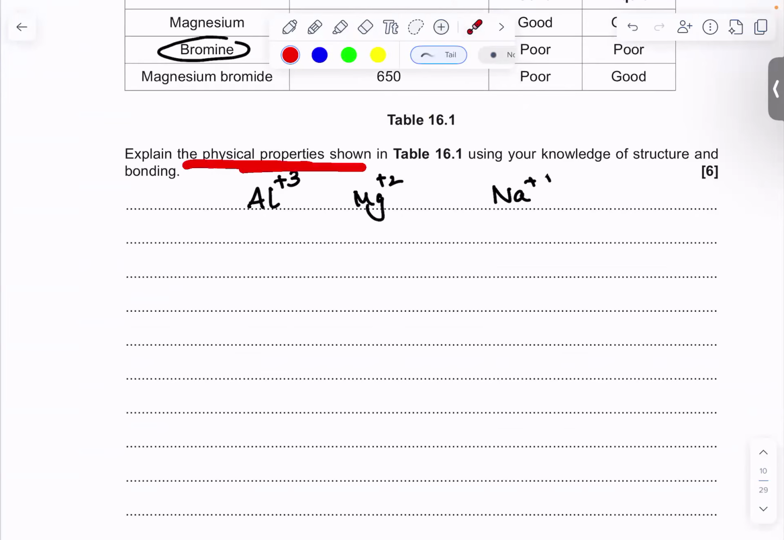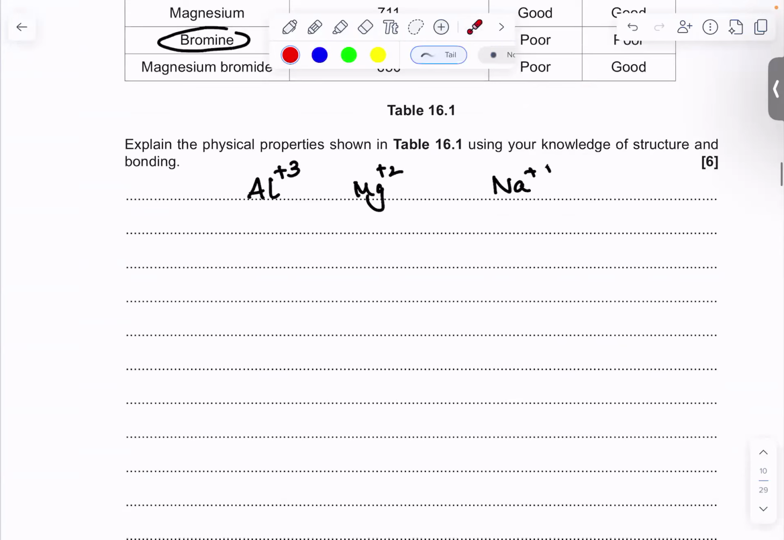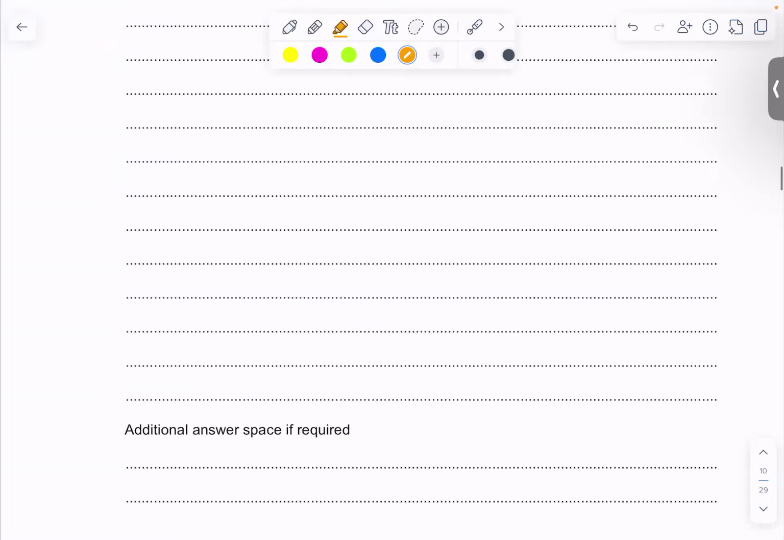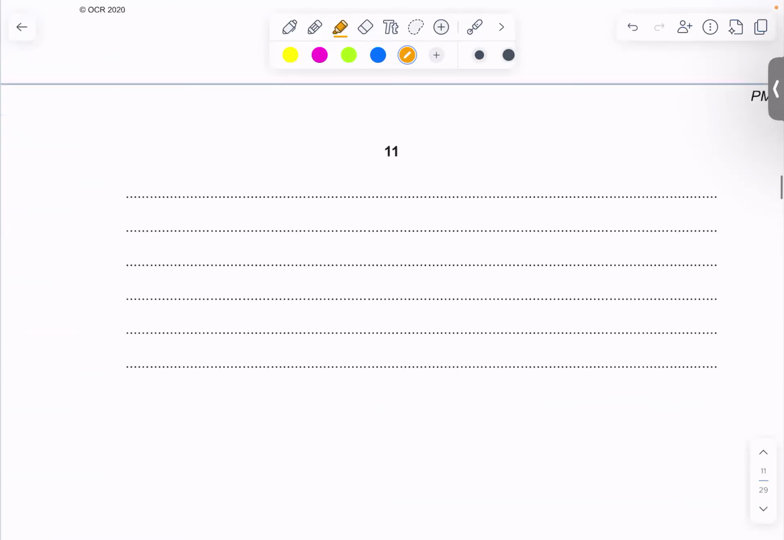So they are saying: explain the physical properties shown in table 16.1 using your knowledge of structure and bonding. So that means, now let me highlight the keywords: structure and bonding. Is it clear? Good. Should I write the answer or is it all clear? No, it's okay. It's all clear. All right, let's go to the next question.